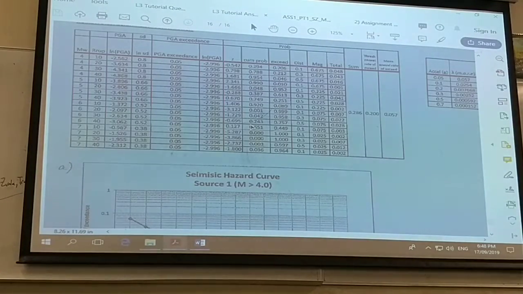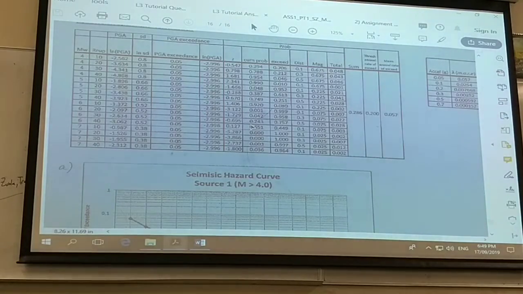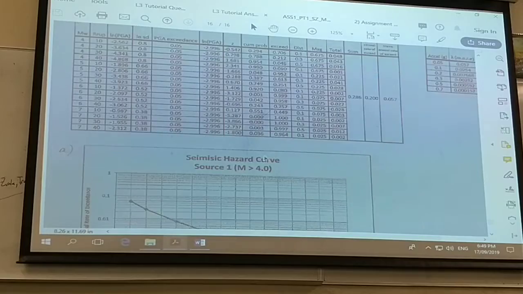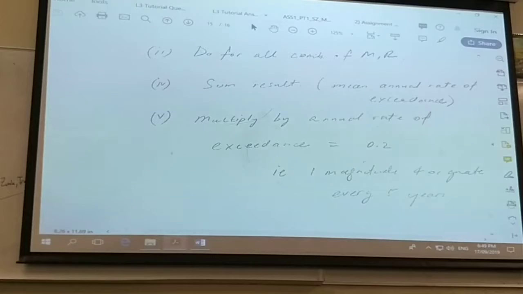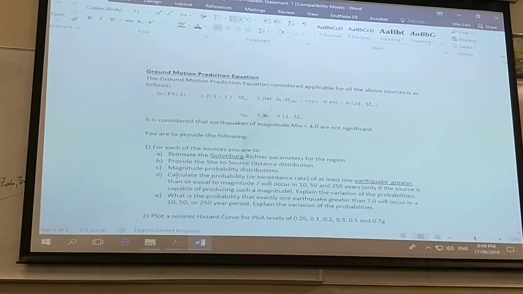So now you've got your magnitude distribution, and then you come up with your probability distribution for that. And once you've got your magnitude probability distribution, what's the question? Calculate the probability or exceedance rate of at least one earthquake.